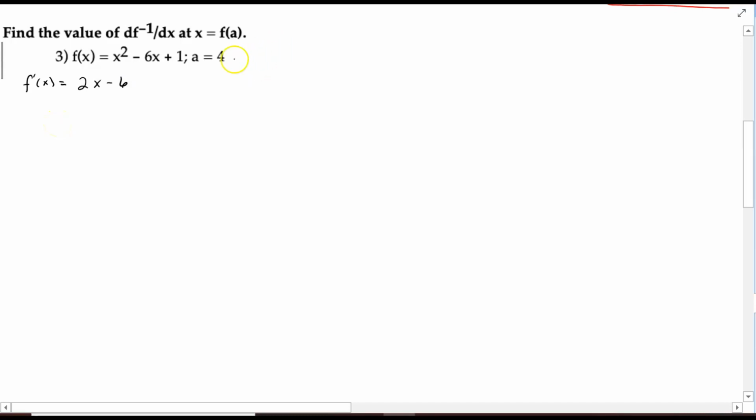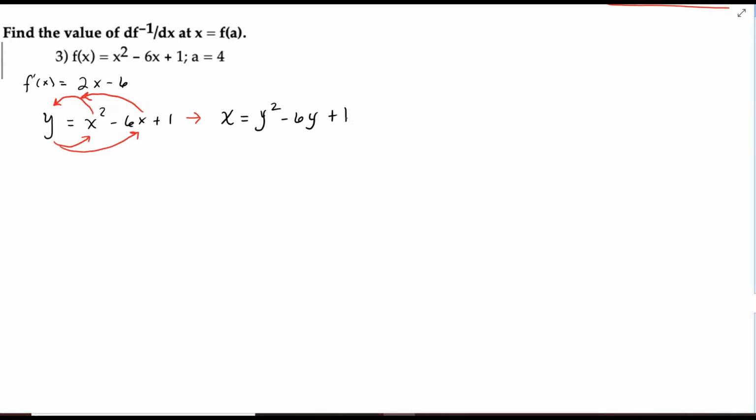But now what we do, if we have y equals x squared minus 6x plus 1, we're going to interchange the x and the y. Okay, that's what's going to be a little bit interesting here. X will now equal y squared minus 6y plus 1. Okay, now to go about this process, solving for y, we're going to have to complete the square. Okay, there's going to be no escaping it. So to complete the square, we're going to move this 1 over to the other side. That's the first step.